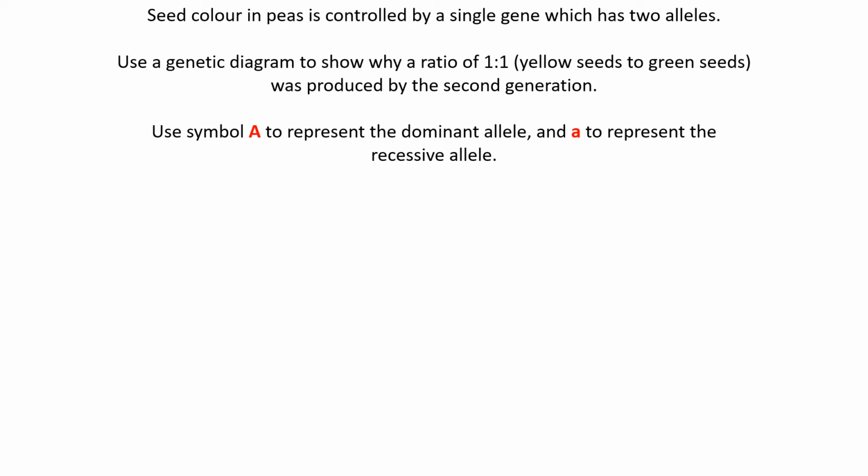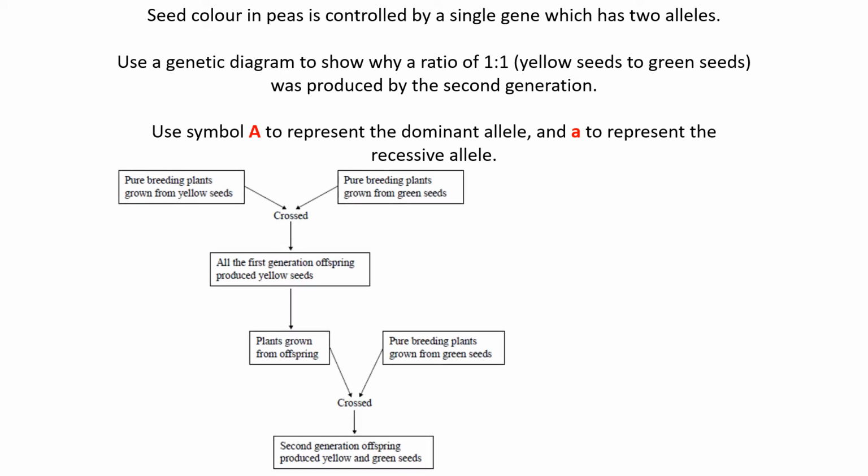Here is a question for you. Let's pause the video and read the question. Now let's take a look. This is a 4 marks question. Seed colors in peas is controlled by a single gene which has 2 alleles. And the symbols represent capital A for the dominant and the small a for the recessive.